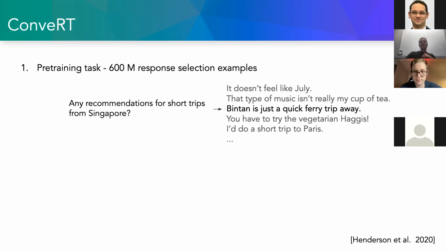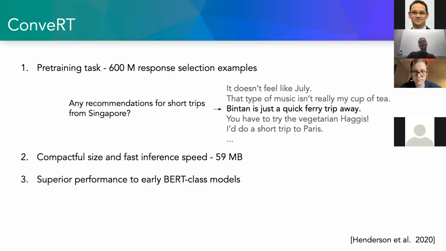So given the context, we are pre-training our model with a really simple task. We're given, let's say, 100 random answers and the right one, and we just have to pick the right answer. Because it's specialized, we can really optimize for speed and compact size. We can squash it down, which is really helpful for product needs. Back in the early BERT-class models, we were obtaining superior performance while being 10 times smaller and 10 times faster.